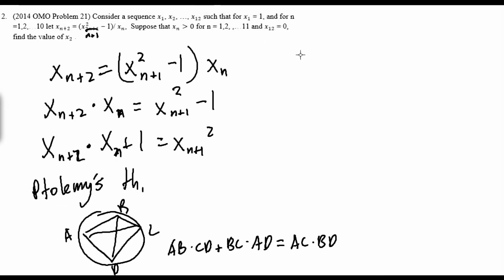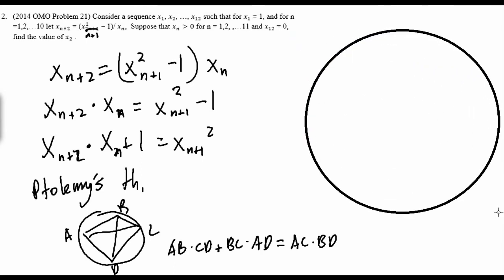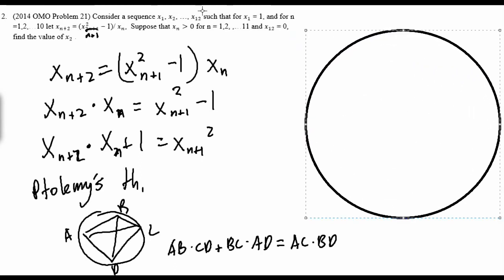So remember, all these quadrilaterals have to be cyclic. So let's draw a giant circle. All right. There's one.